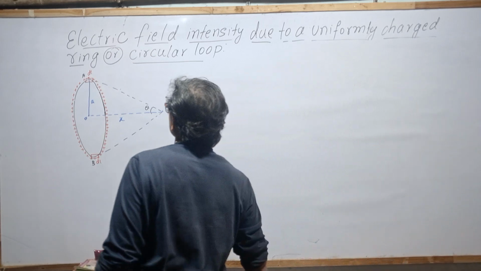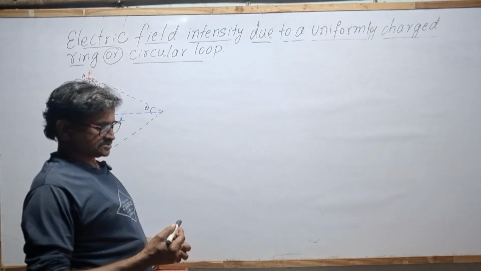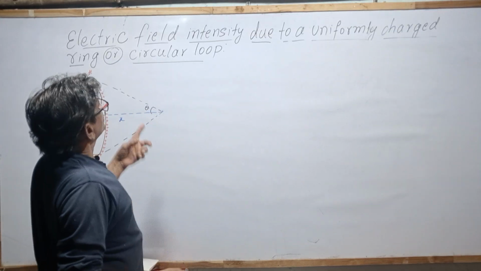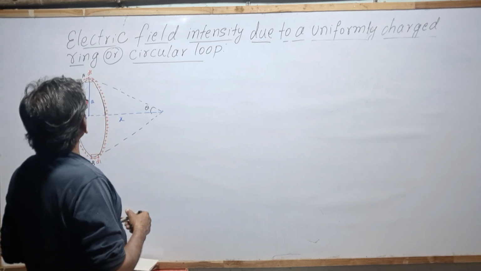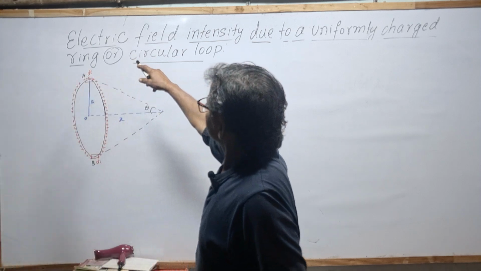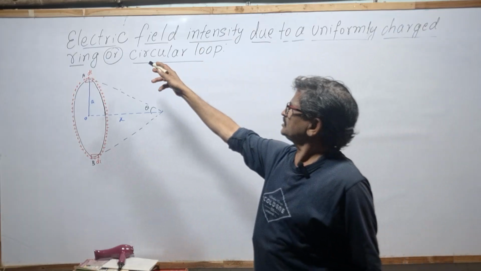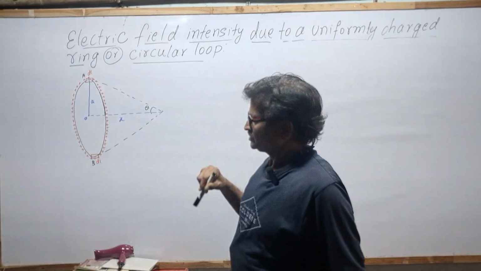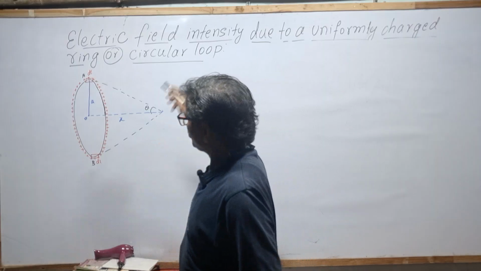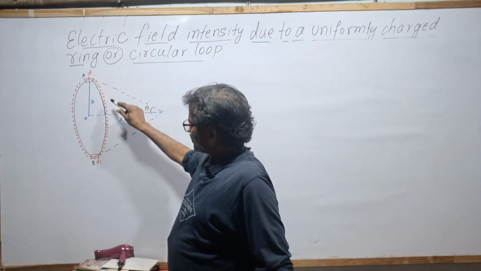In this class, we have a derivation from the 12th class Physics topic, Electric Charges and Fields, the first chapter. The title is the electric field intensity due to a uniformly charged ring or circular loop. According to that title, I have drawn this figure here.